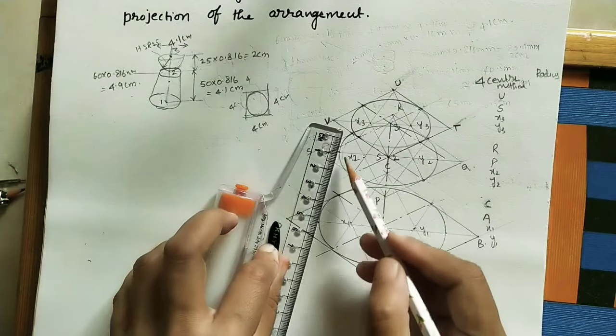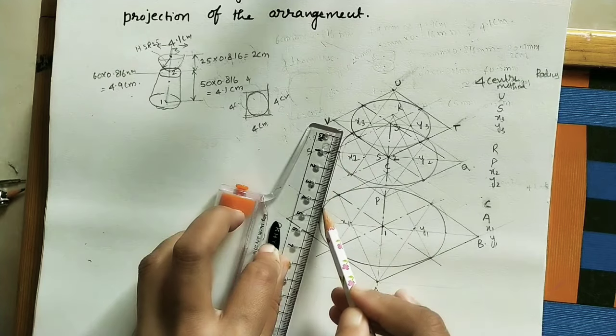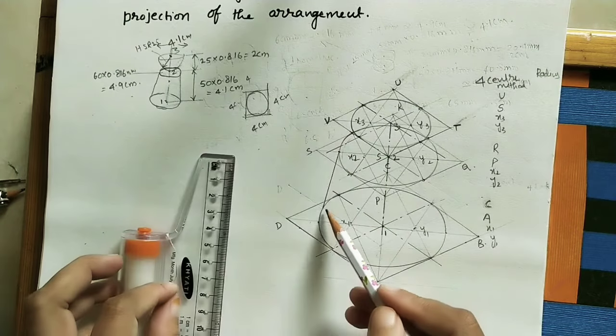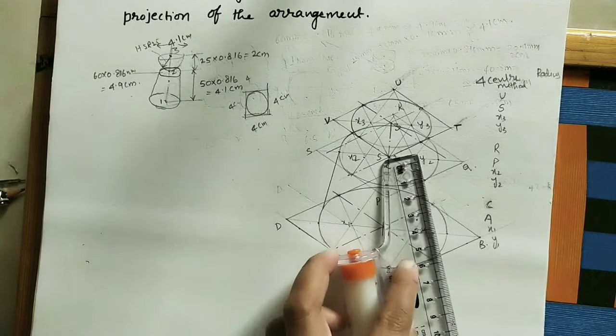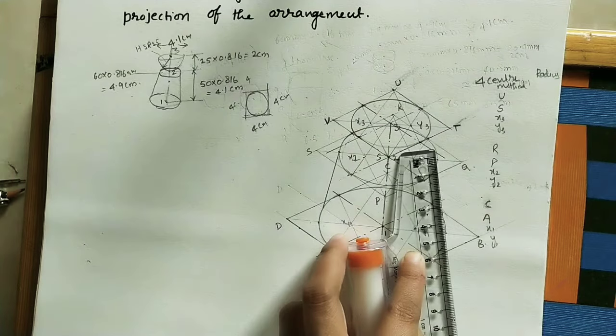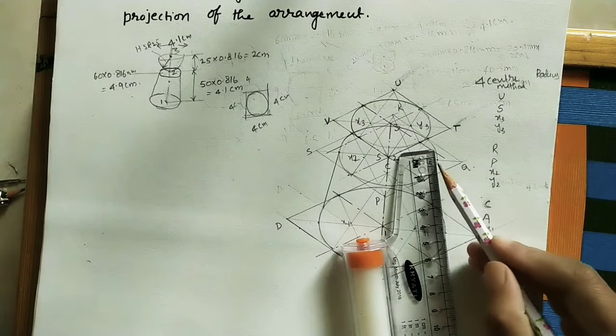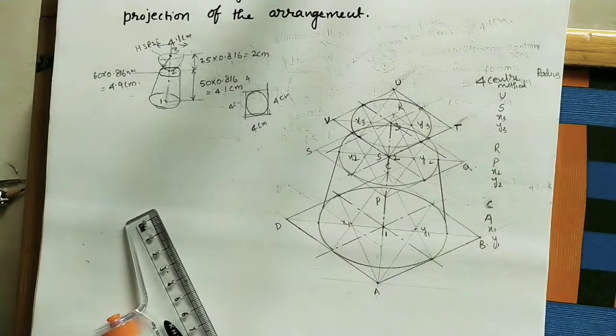Join this point to this point for getting the slope line. Keep the scale joining this point to this point. Extend the line, but only up to this curved surface; it should not cross inside the curve. Here also do like that, from this point to this point, keep the scale and draw the line up to this curve. So here we got the frustum of a cone.